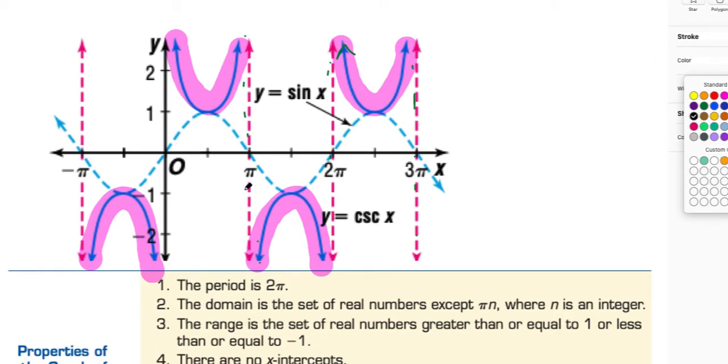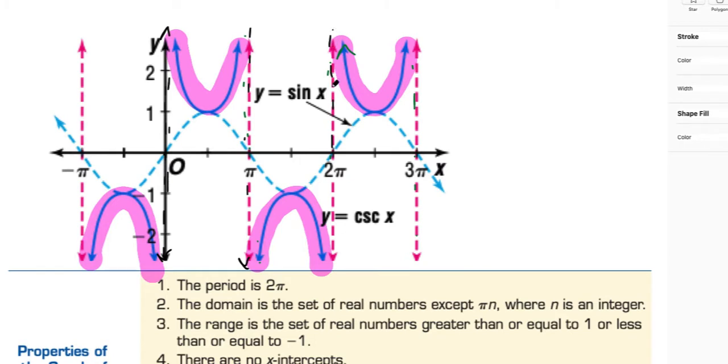So as I'm thinking about this, if the sine is 0, then we're going to have a vertical asymptote. We're going to have a place where this graph does not exist. And where is the sine 0? The sine is 0 at every multiple of pi, every whole number multiple of pi, odd or even, or every integer multiple of pi.